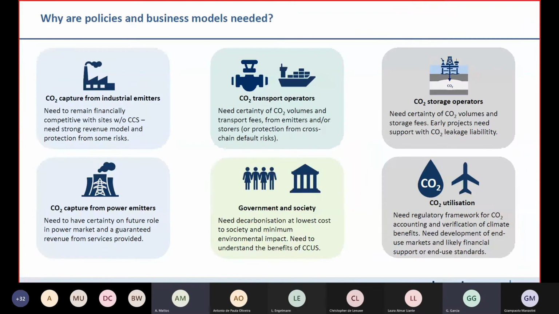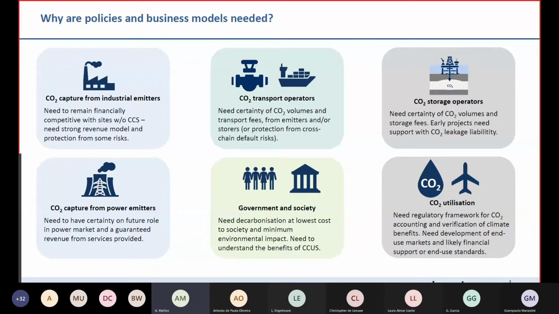So going on for that, the first question that underpins this presentation is why are policies and business models needed? Obviously the CCUS value chain is complex, and the different parties within the chain have different financial needs and must bear specific risks. The private sector can't yet justify the large expenditure of some of these aspects or bear the full risk of the CCS chain. So policy and government support is needed in various ways.